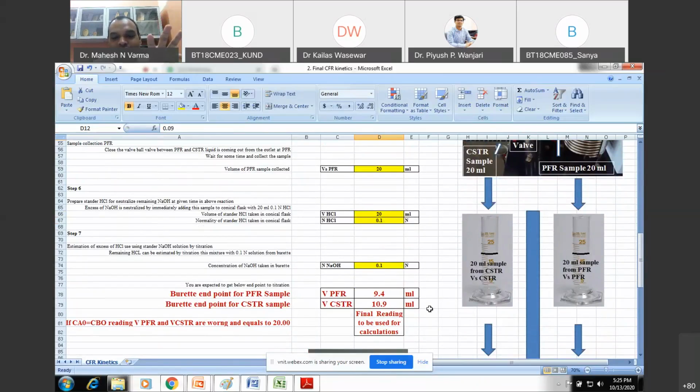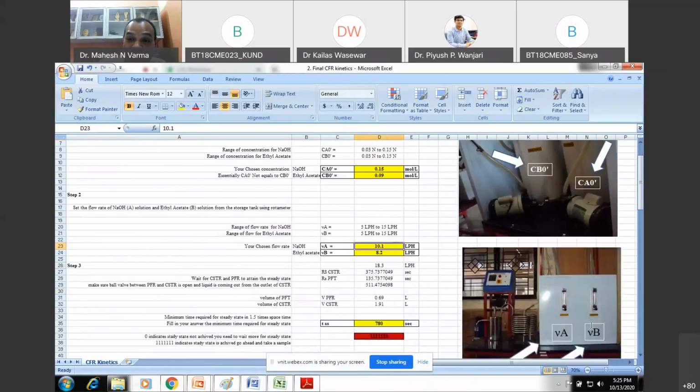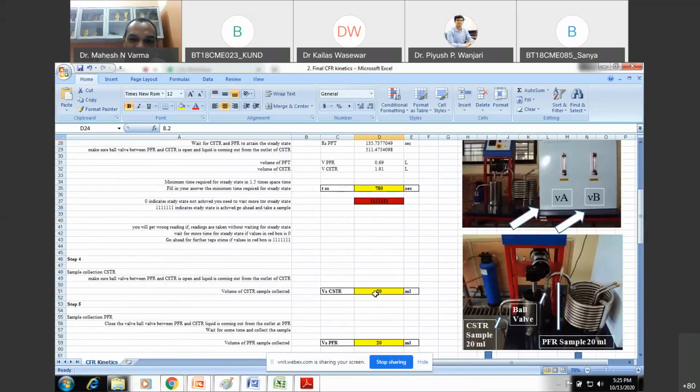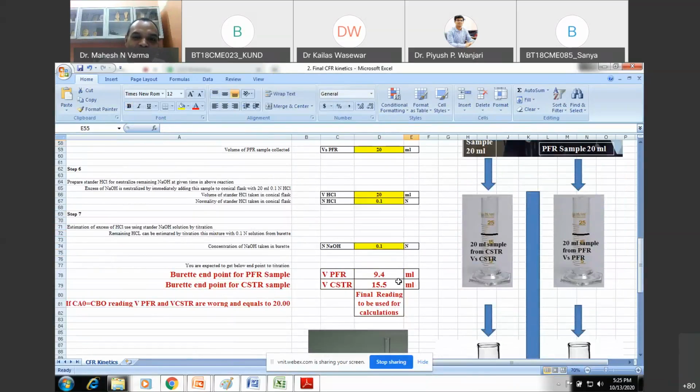What we have done is tried to have virtual experimentation. Now you are doing exactly experimentation only, instead of in the lab. Here you will be setting the concentration of NaOH, the concentration of the other reactant, and the volumetric flow rate for NaOH and for the other reactant. You can even change these also. It will change accordingly. If you take, say, a 10 ml sample only, again you will see that the burette readings are changing.